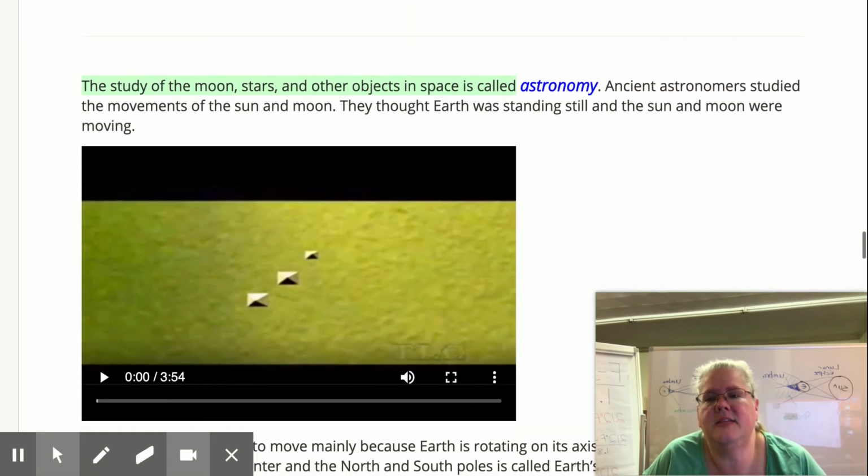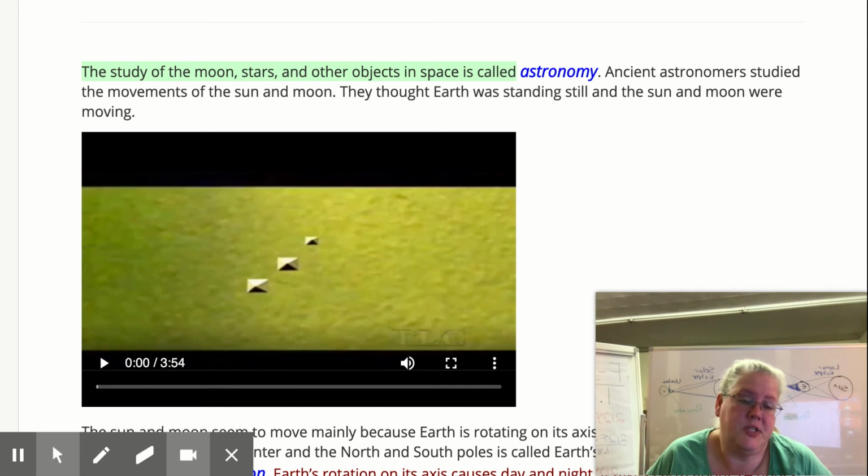So the study of the moon, stars, and other objects is called astronomy. Ancient astronomers studied the movement of the sun and earth. They thought the earth was standing still and the sun and the moon were moving. We later figured out that actually we're not the center of everything.